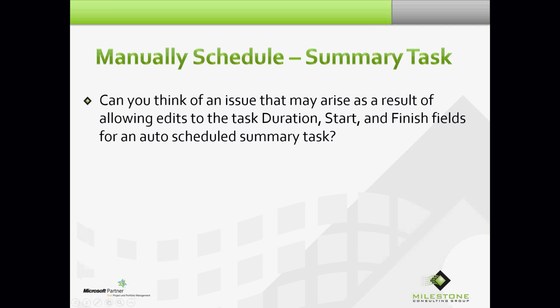Okay. So I had a question I had to ask back then. Can you think of an issue that may arise as a result of allowing edits to the task duration, start, and finish fields for an auto-scheduled summary task? I would think you would have to change it to a manually scheduled task before you could make edits, not take other actions that would automatically change it. So later in our webinar here today, I'll show you one that's tripped many people up where they've sent me notes going, Dan, I don't understand. How come my summary tasks are suddenly turning into manually scheduled tasks?